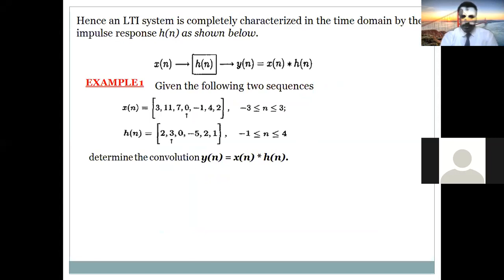Okay, so let's start class today. Last class we started convolution sum, right? A very important mathematical formula for discrete time systems to calculate the response.